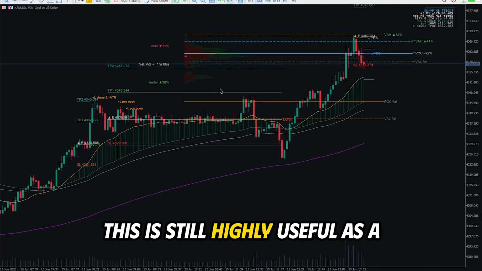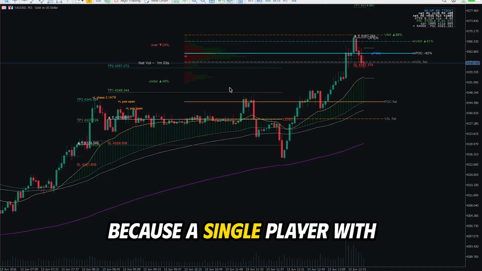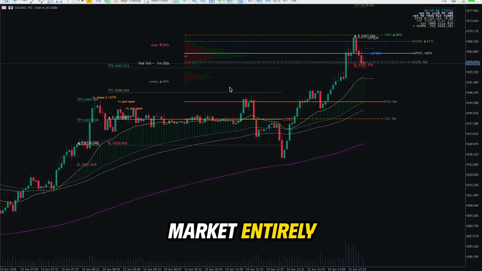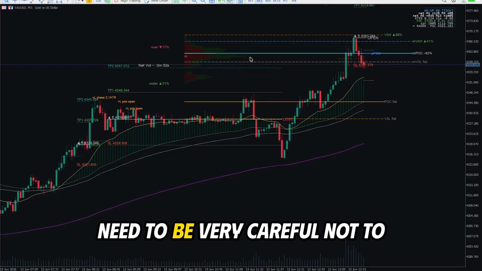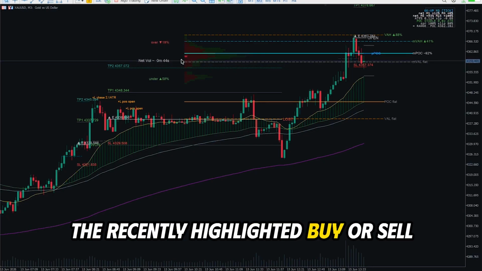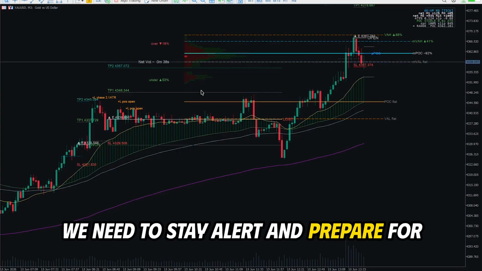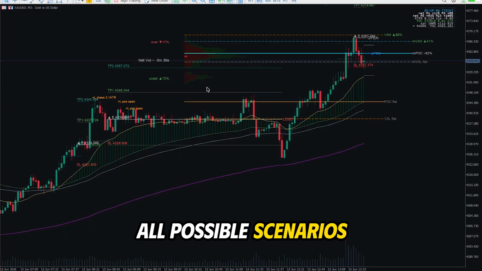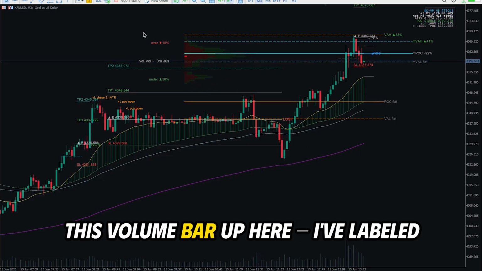But honestly, this is still highly useful as a reference, though you should still stay cautious because a single player with enormous power could distort it. So when you see a volume chart like this, you need to be very careful not to use the limits of the recently highlighted buy or sell side to make decisions. We need to stay alert and prepare for all possible scenarios. That covers the meaning of this volume bar up here.